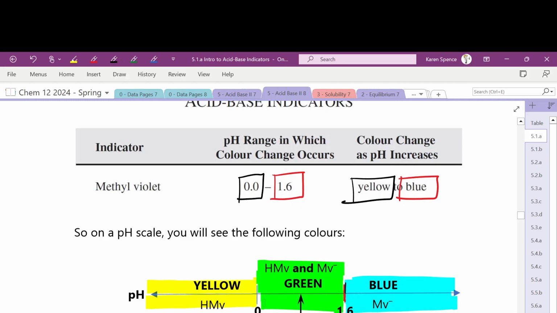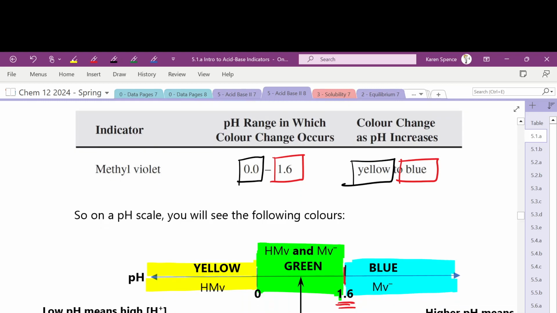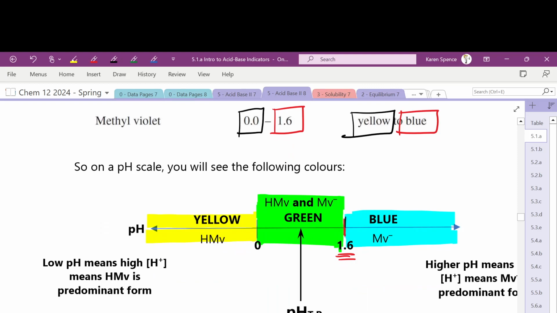Isn't that annoying? Right? This is one of the ones where I'm like, sometimes their names are stupid. Like, why is methyl violet between yellow and blue? Makes no sense. It should be between red and blue, but it's not. Anyway, we don't use it very much because it changes color at such a low pH. It's not actually that useful.